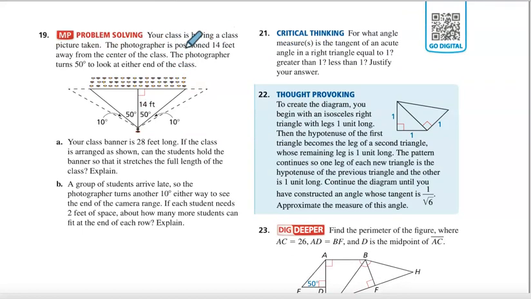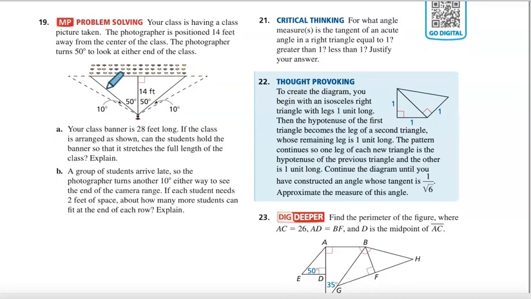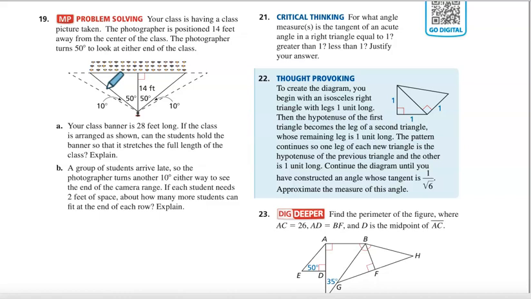So you're having a class photo. Your photographer is positioned 14 feet away from the center. The photographer turns 50 degrees at either end of the class. Okay, so here's my original triangle. Your banner is 28 feet long. If the class is arranged as shown, can the students hold the banner so it stretches?